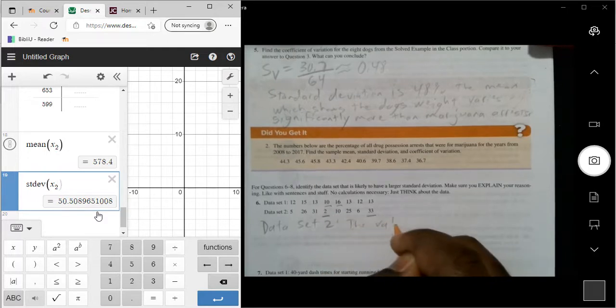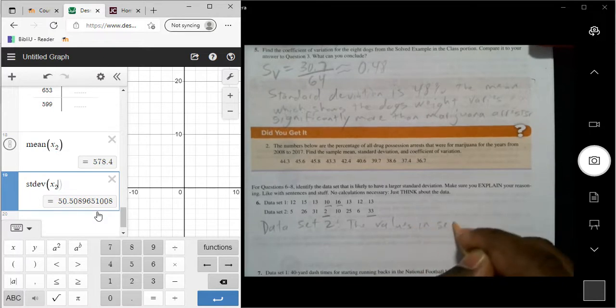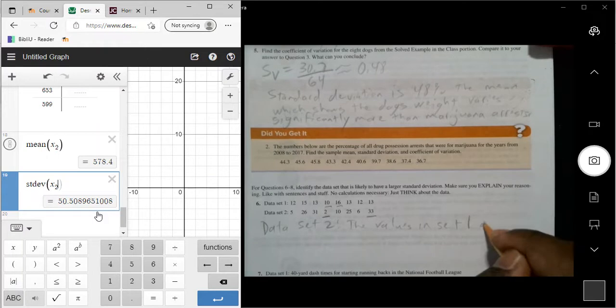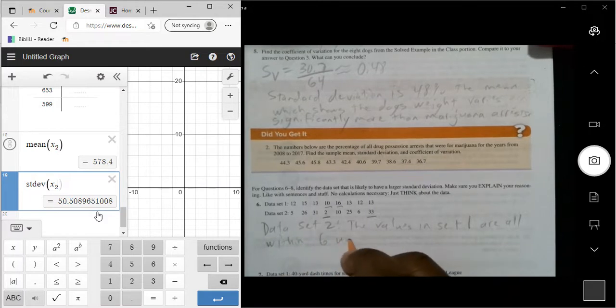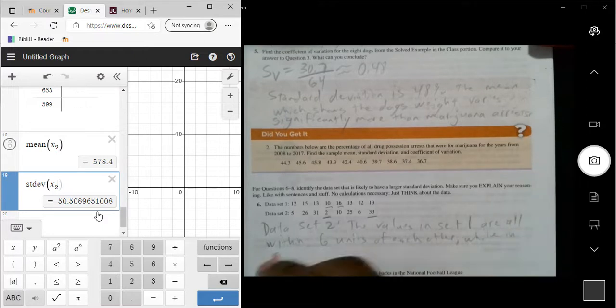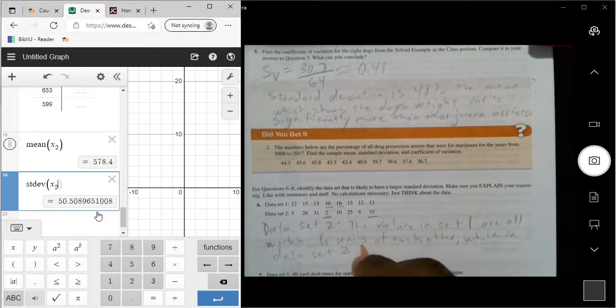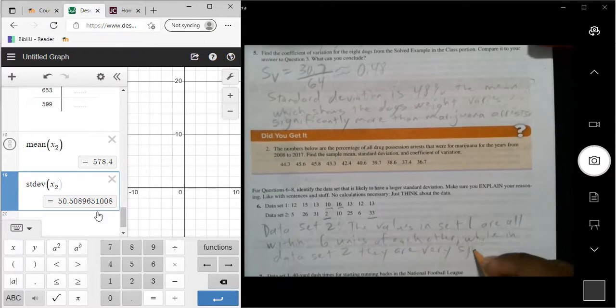The values in set 1 are all within 6 units of each other, while in data set 2, they are very spread out.